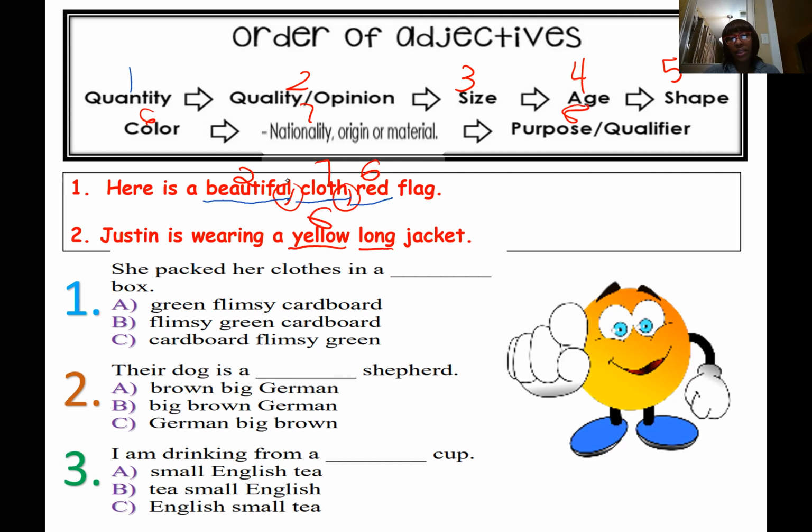What would long be? Think time. If you said 3, a size, you're absolutely correct. Justin is wearing a long yellow jacket. If you look here, we have quantity, quality first, size, age, shape, color, nationality or material, purpose or qualifier. So if you follow that order of adjectives that I have here, you should do great.